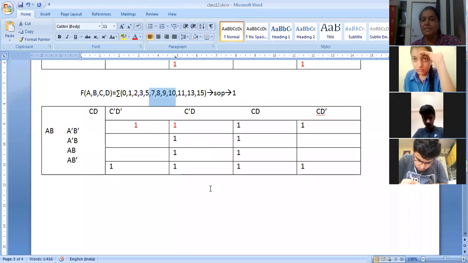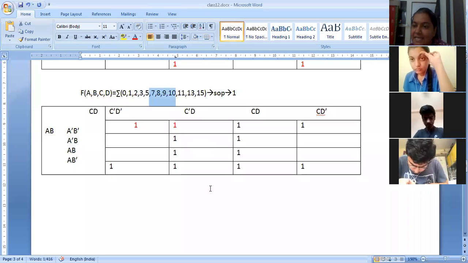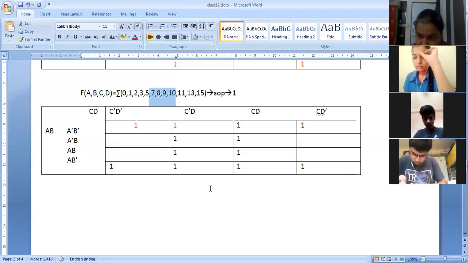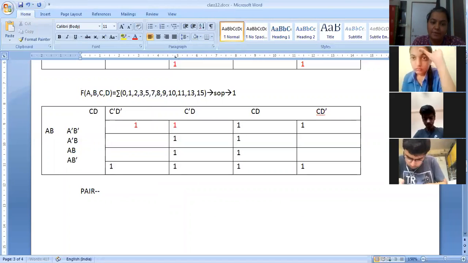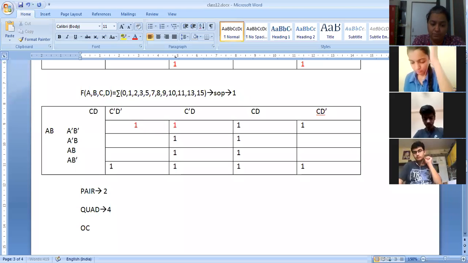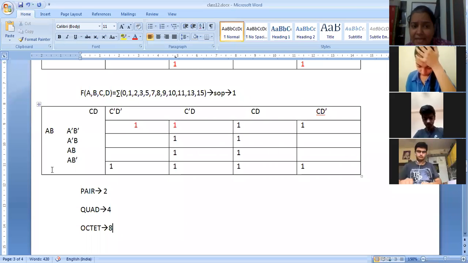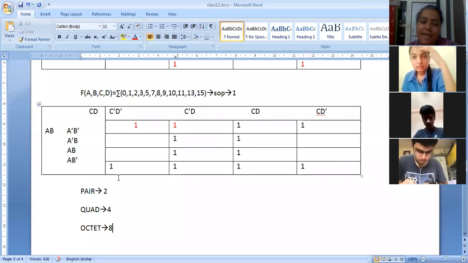Okay, now this is the question that I have taken because of its simplicity. This question is very simple according to me. Why? I will explain. Because easily I can make an octet. There are 3 things that we can make. One is pair. Pair is a group of 2. One is quad. Quad is a group of 4. Octet. Octet is a group of 8. Now here can you see, we can make a group of 8.